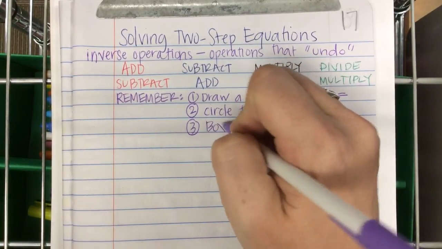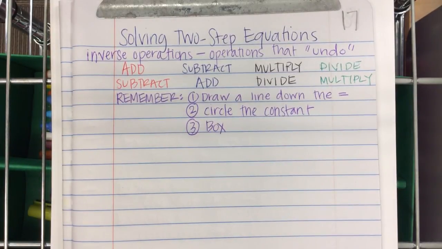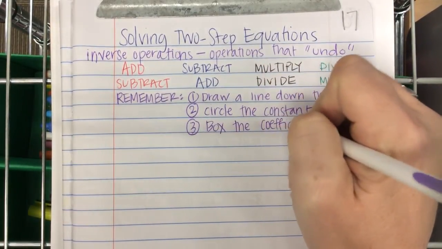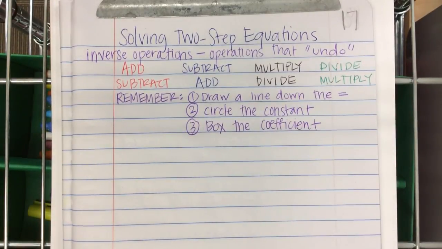And box, or square, draw a square around the coefficient. We say box because sometimes squared means something specific in math. And how do you know something's a coefficient? It's touching a variable, right? Now it's specific because sometimes it maybe isn't in front of it, but it's touching it some way.